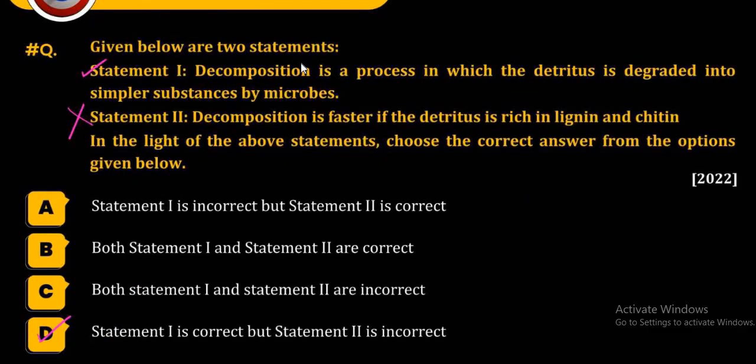Next question. Given below are two statements. Statement first: Decomposition is a process in which detritus is degraded into simpler substances by microbes. True, statement first is true. Statement second: Decomposition is faster if the detritus is rich in lignin and chitin. Statement second is false. So the correct option is D. Statement first is correct and statement second is incorrect.